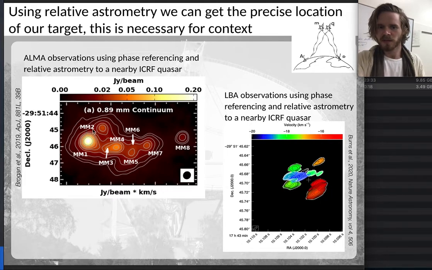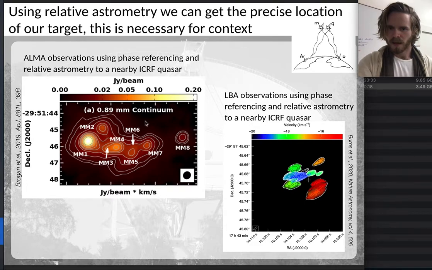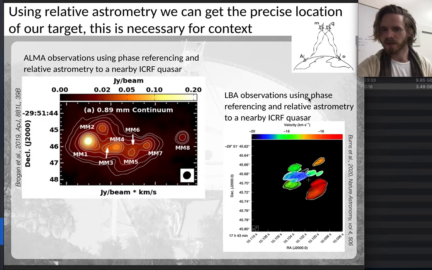So here's an image from ALMA of a star-forming region called G358. Your ALMA image that you get at the end has coordinates in right ascension and declination. They're cut off here because there was a subfigure in the paper. But your image will have coordinates, and so you know where things are in the image. Then these are LBA observations of methanol masers in this region, which were also phase referenced and used relative astrometry to the same quasar actually.